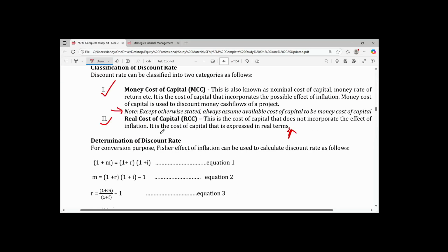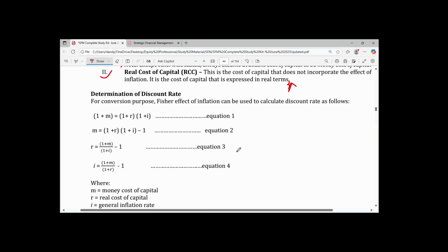Now, before we talk about general rules, it is possible that in a question you are given real cash flow and then money cost of capital. You cannot use the two together. Either you convert that real cash flow to money cash flow before you use the money cost of capital, or you use the real cash flow as given, then you convert the money cost of capital to real cost of capital. Therefore, you must know how to estimate money cost of capital, real cost of capital, or even general inflation rates if you are given in a question.